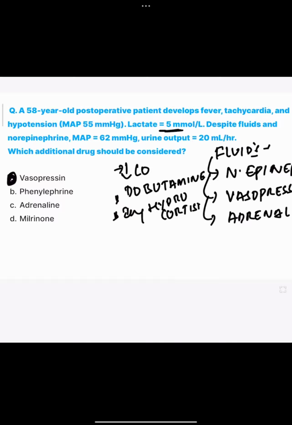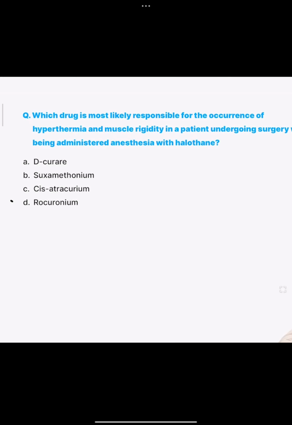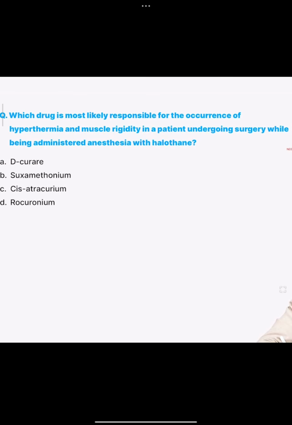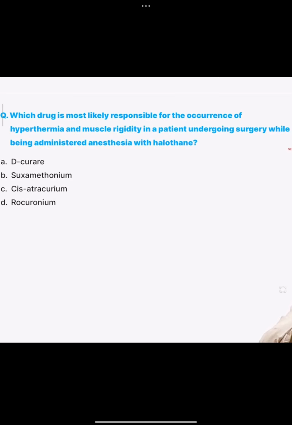Okay, next, which drug is most likely responsible for the occurrence of hyperthermia and muscle rigidity in a patient undergoing surgery while being administered anesthesia with halothane? Now guys, which drug can cause?